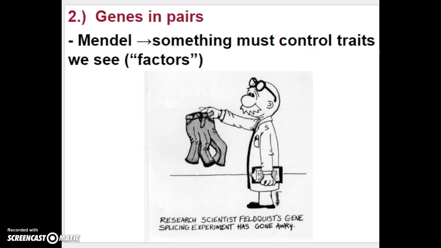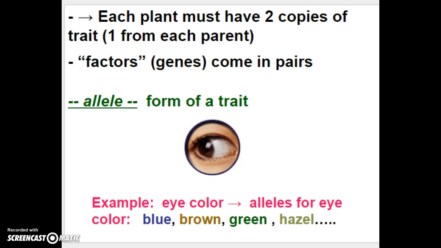So you get one pair from the Ma organism and one pair from the Pa organism. So you get one trait from each parent. So these factors, or what we call genes, come in pairs. And every gene has a form. We call the forms of traits alleles. So for example, if we were talking about alleles for eye color, we would have blue eyes, brown eyes, green eyes, hazel eyes. Those are all of the different forms.